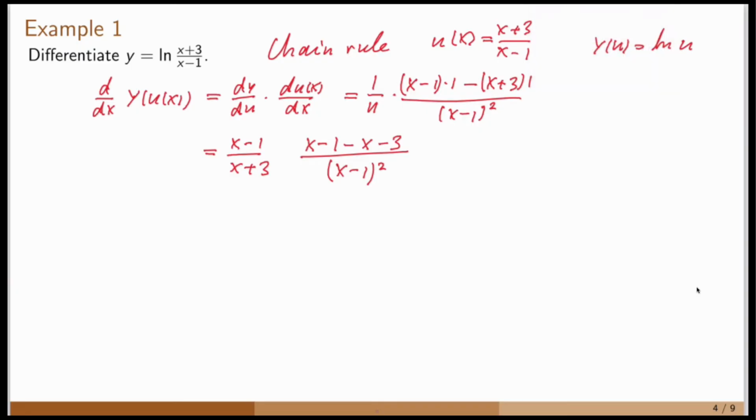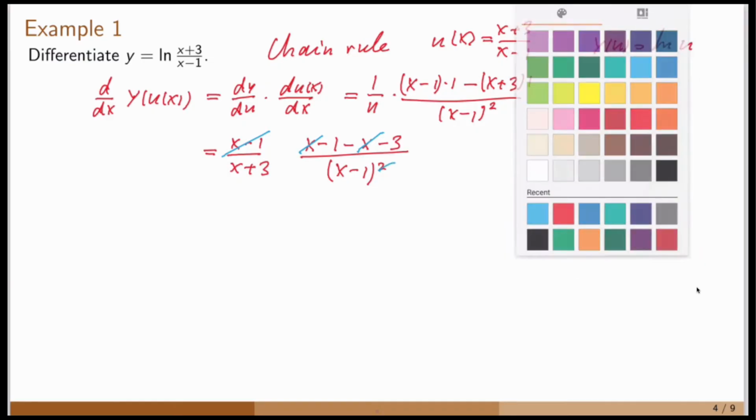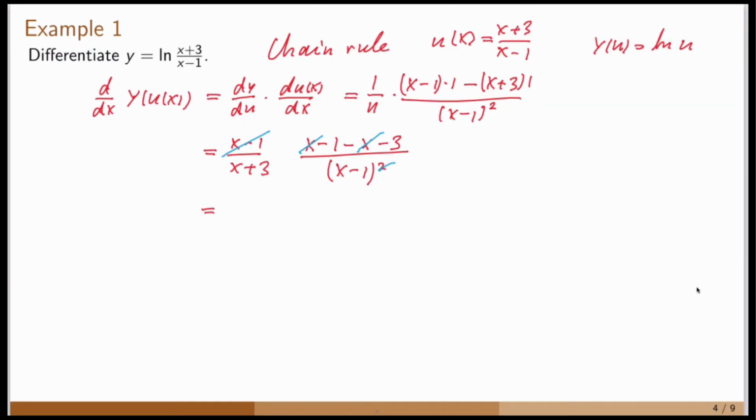And then several terms cancel, so the x cancels with the x minus 1 cancels with the square from here. And so then we continue and we get minus 4 divided by x plus 3 times x minus 1.